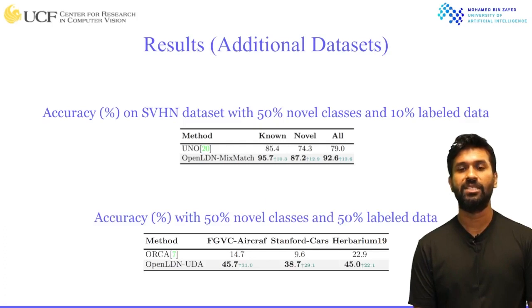We run additional experiments on 3 additional datasets, which are FGVC Aircraft, Stanford Cars, and Herbarium 19. And all these 3 datasets are fine-grained datasets. The experiment on Herbarium 19 is of particular interest because it has a large number of classes. It has more than 600 classes, and it's also fine-grained. And even on this dataset, we see that our method performs reasonably well and outperforms the previous state of the art ORCA by a significant margin.